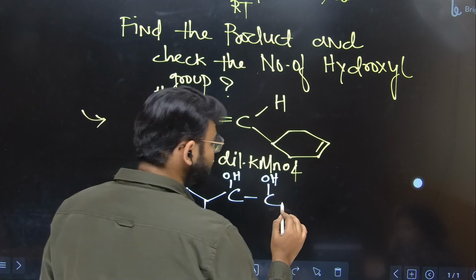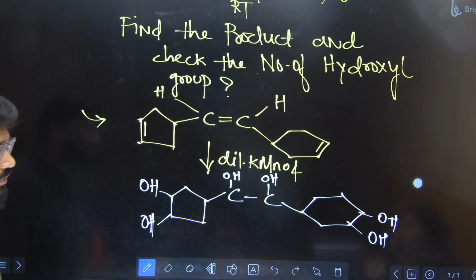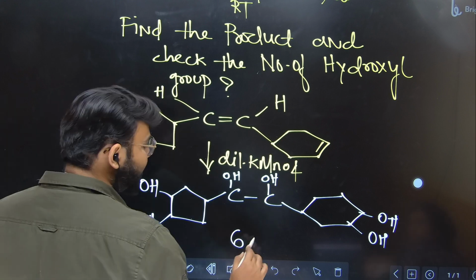Here also, when it's a hexagon, right? So how many OH will come up? One OH here and one OH here. So total how many OH? For the question, answer is 6 hydroxyl groups. That is your answer. Guys, take a note of this.